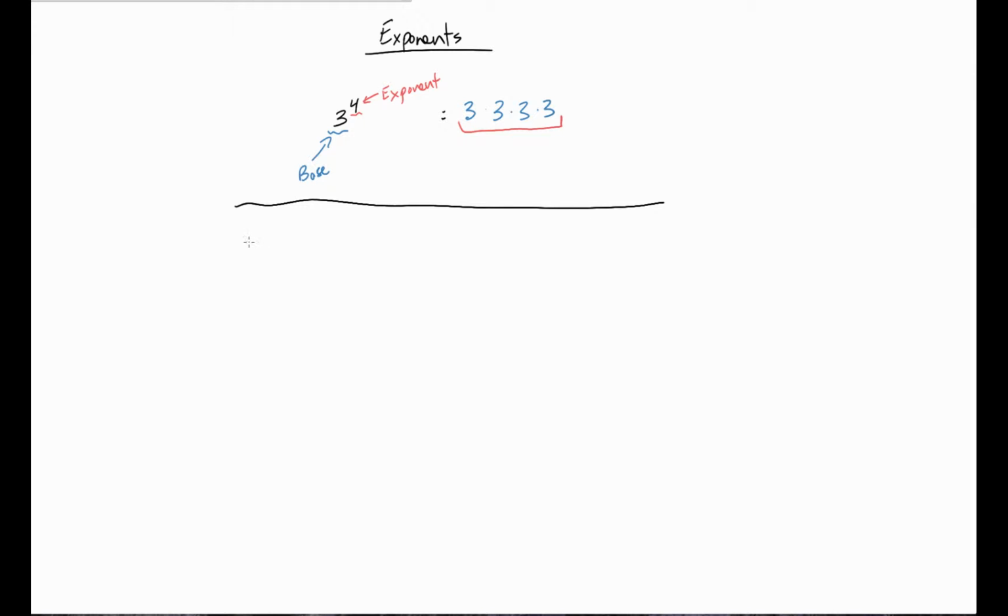So let's say that we have something like 3 to the 4th times 3 squared. Well, what does that really mean? The 3 to the 4th means we have 4 3's, and the 3 squared means we have 2 3's. Well, if that's the case, why would we have to actually multiply it out like this? Because clearly we have a total of 6 of those 3's.